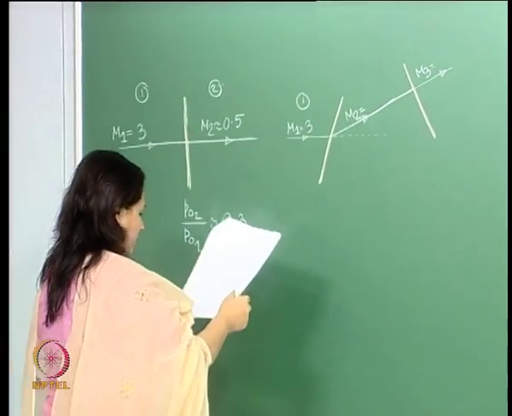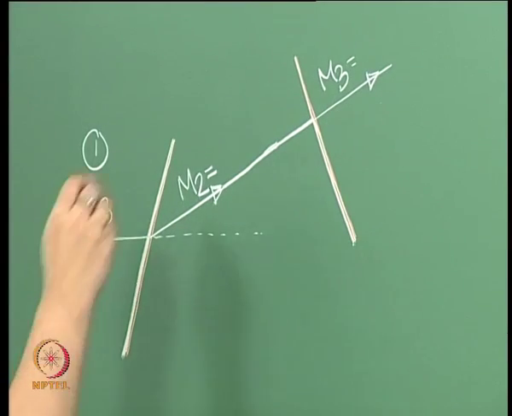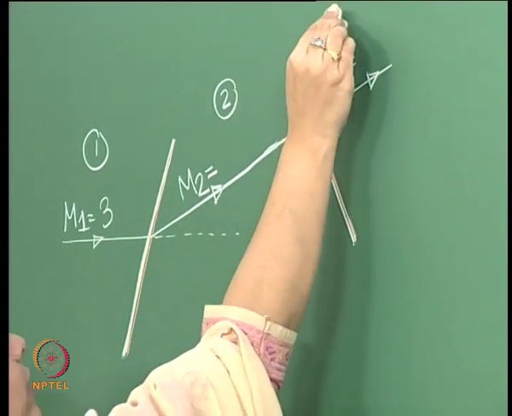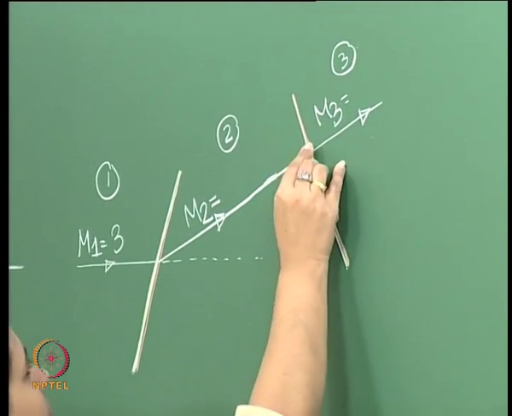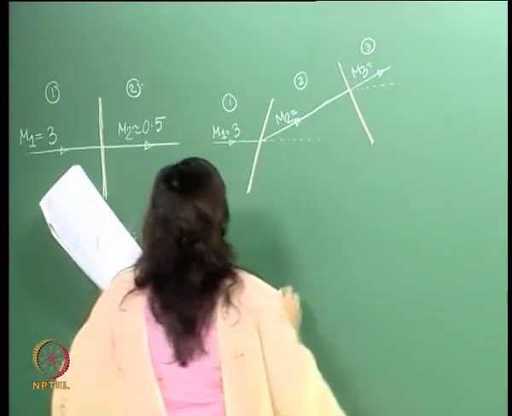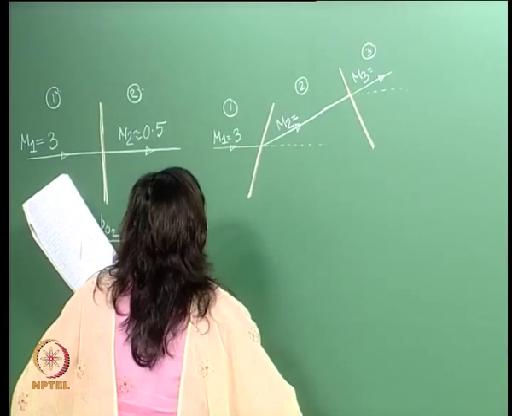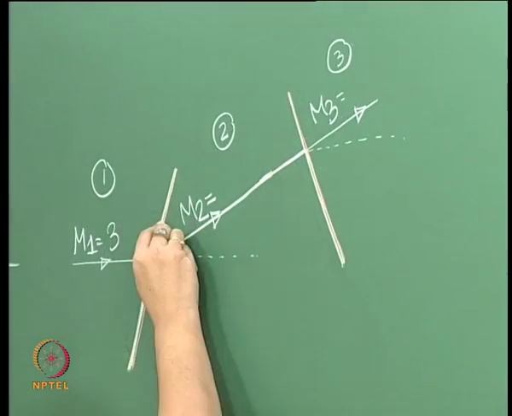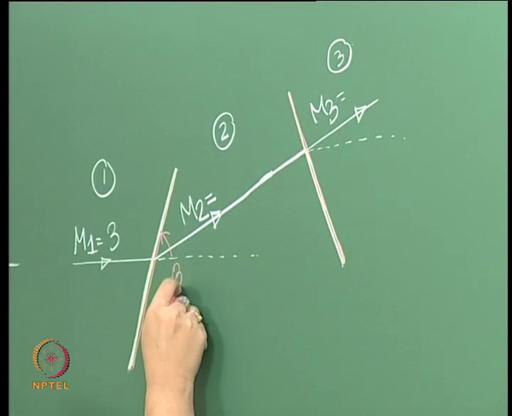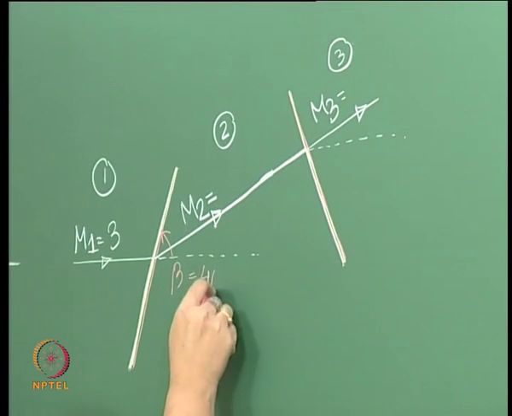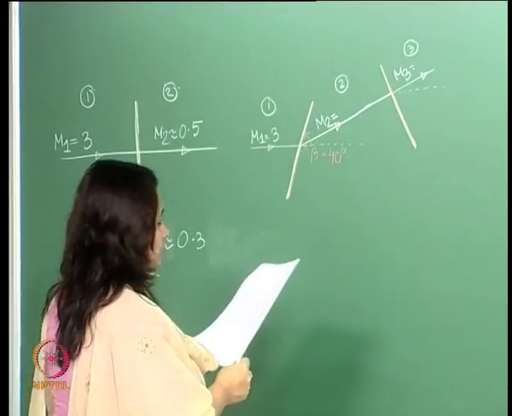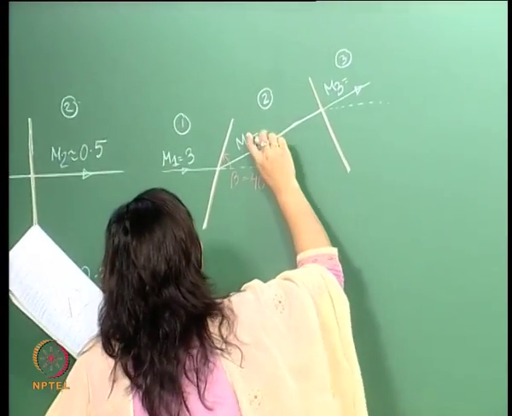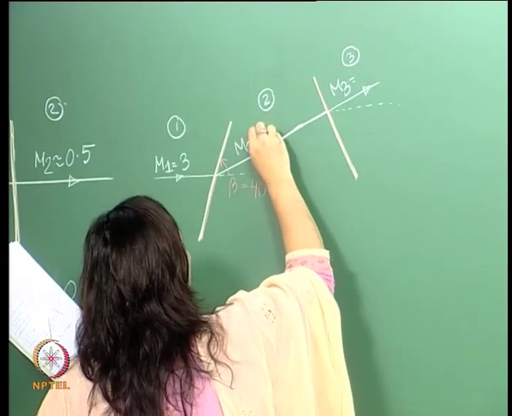So this is region 2 and this is region 3. The shock wave angle was given to us, this is beta, which was 40 degrees. We calculated M2 to be around 2, 1.9 precisely. Let me just write it like this.